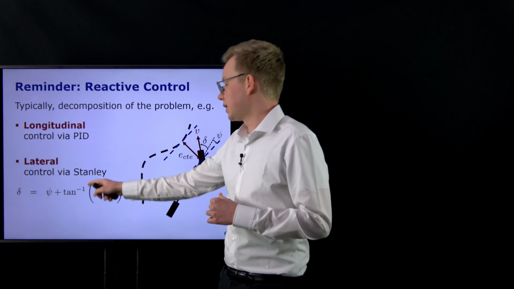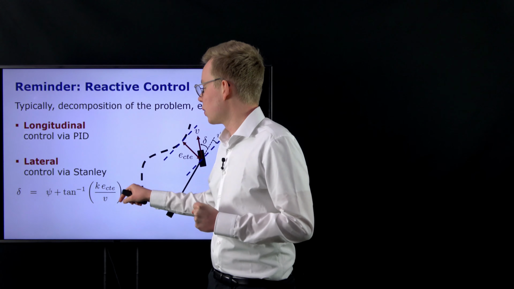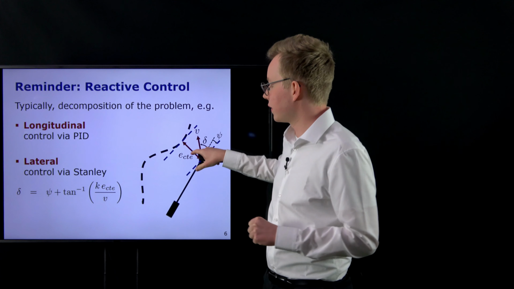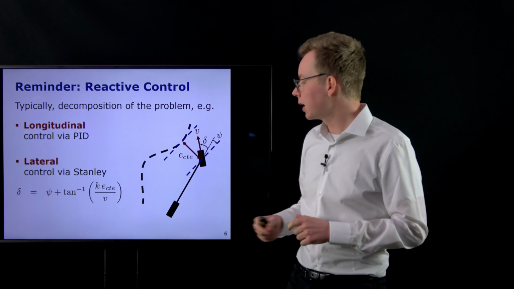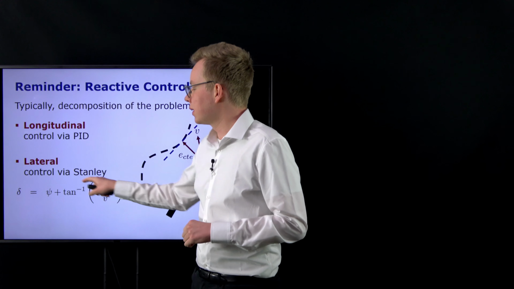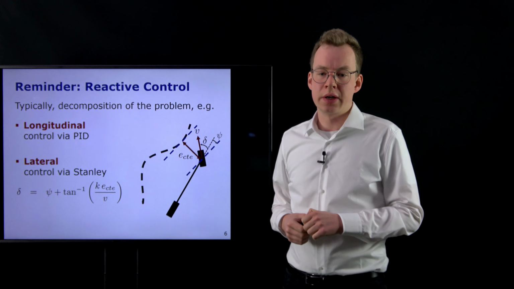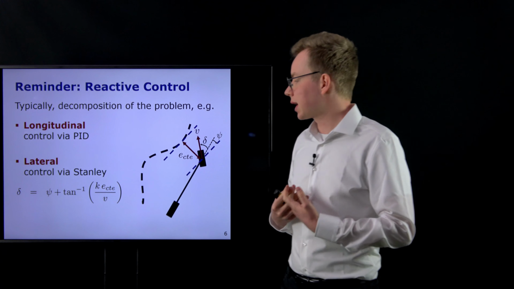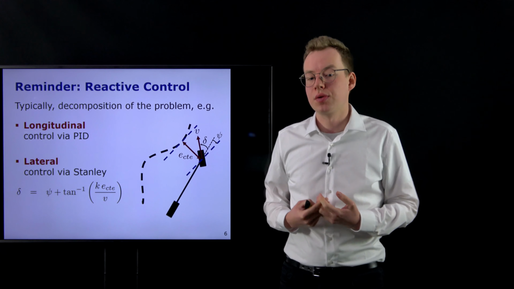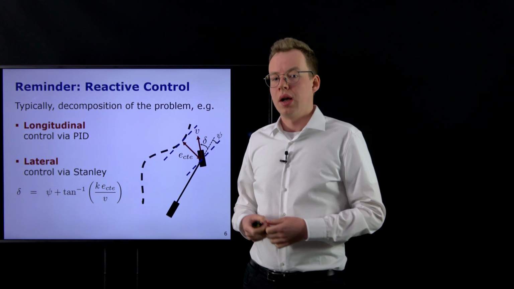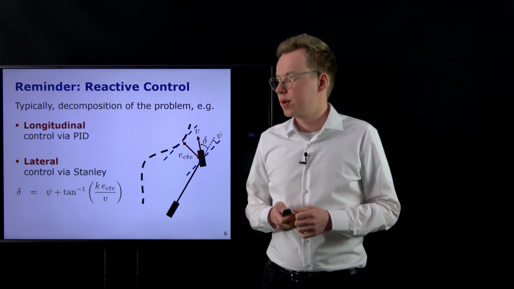And for example, the Stanley controller is just this law where we plug in the cross-track error, so the lateral deviation from the reference trajectory. And then using this law and multiplying this error with the gain, we can map that to the steering command delta. Now, while these kinds of controllers are very appealing due to their simplicity, there are several limitations which motivate the use of the control techniques that we discuss today.